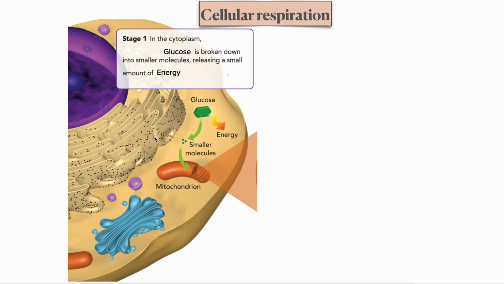Stage 1, in the cytoplasm. Remember we learned about cytoplasm? This is the cytoplasm all over. It's all over the cell, yes? Cytoplasm is where all the organelles like Golgi complex and mitochondria are arranged. So, in the cytoplasm, glucose is broken down into smaller molecules and a little bit of energy. And then these smaller molecules that are derived from glucose are taken in by the mitochondria.